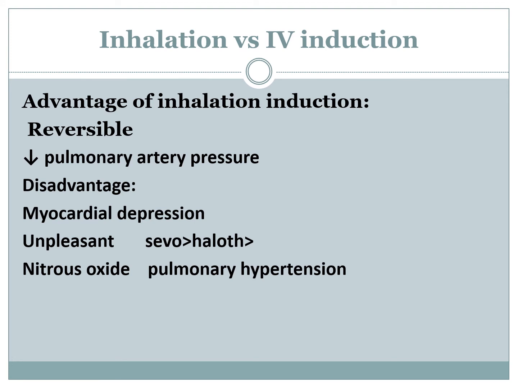The advantage of inhalation induction versus intravenous induction is the reversibility, of course, and the decreased pulmonary artery pressure, but it has the disadvantage of myocardial depression. It's unpleasant, of course. However, sevoflurane is the best and is superior to halothane, which in turn is superior to isoflurane. Nitrous oxide is used cautiously for the possibility of development of pulmonary hypertension.